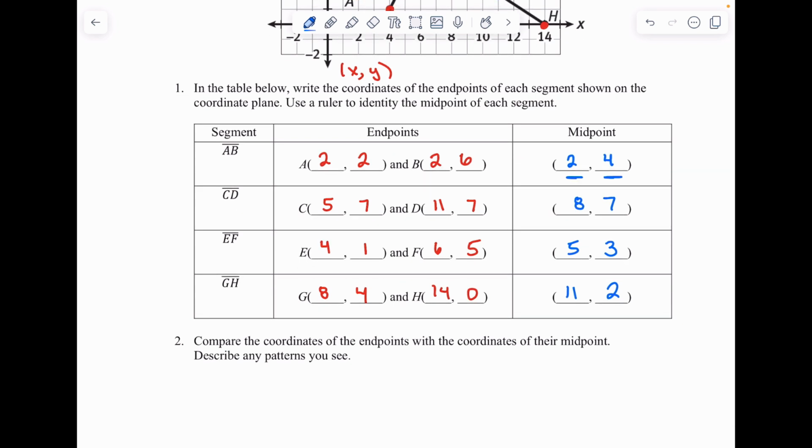In CD, if we were to add the x values, 5 and 11, that is 16, and 16 divided by 2 is 8. If we were to add the y values together, 7 plus 7 is 14, divided by 2 is 7. So what you should see is that the x-coordinate and the y-coordinate of the midpoint are the averages of the x and y coordinates of their endpoints.